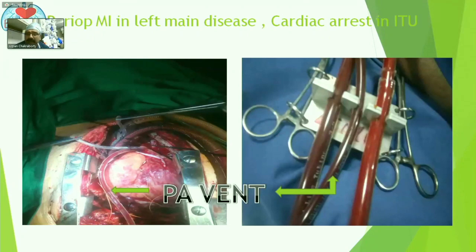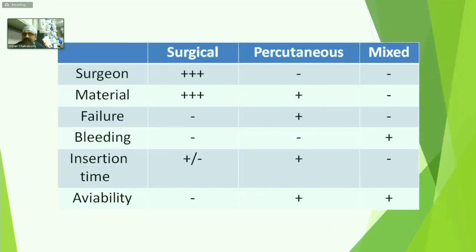This is another one where a peri-op MI happened in left main disease. He arrested in the ITU. So with the CPR, we opened the chest and we cannulated the aorta and the right atrium, and we vented after that with the pulmonary artery vent. So this happens inside the ITU, and you can do the central cannulation after opening the chest. So these are the different cannulations I have shown that you can do during ECPR scenarios. Obviously, there are problems with surgical, percutaneous and mixed procedures. Somewhere bleeding is more, somewhere surgical presence is more, somewhere failure chance is more.